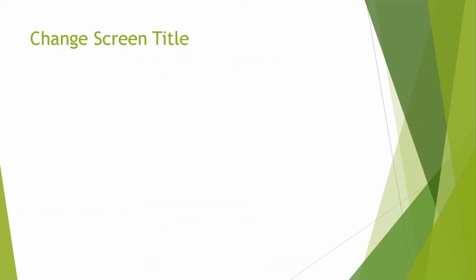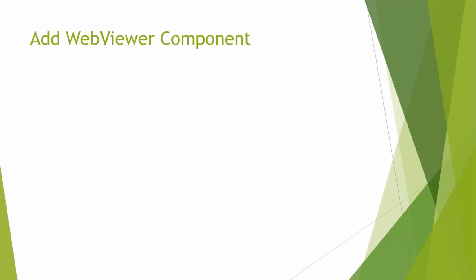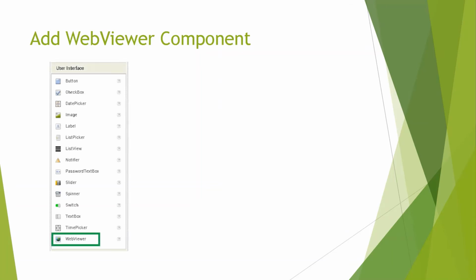Now, let's change our screen title. At the right side, you can find Screen Properties. Go to the Title property, and change its value to My Browser. From the left side palette, under the User Interface tab, select WebViewer, and drag it to the screen.